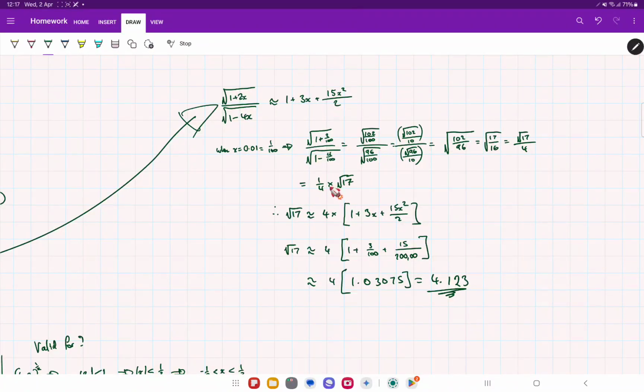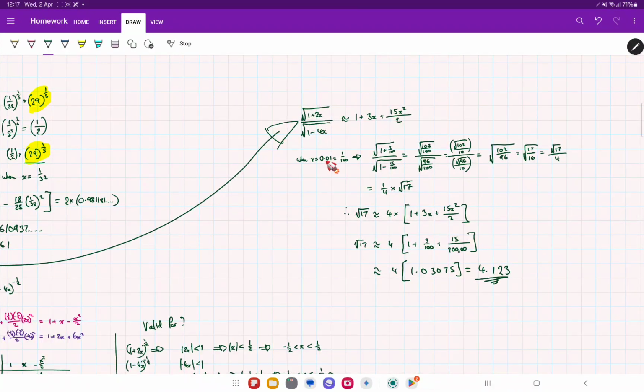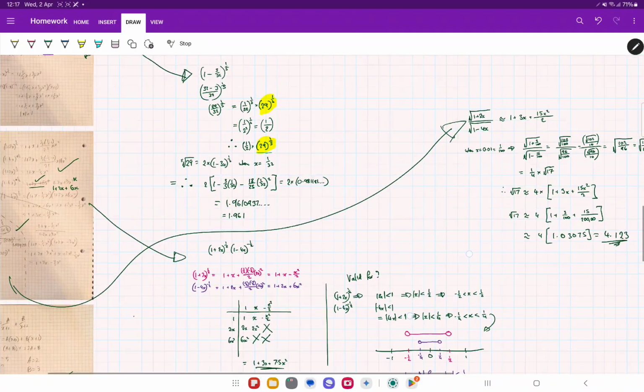Once more, when we expand this through, we actually can split this up and see the root 17 which we require, and the expansion gives us a quarter times root 17, so we can just take our final answer of expansion given x is going to be 0.001 and multiply the final answer by 4 to get what is required.